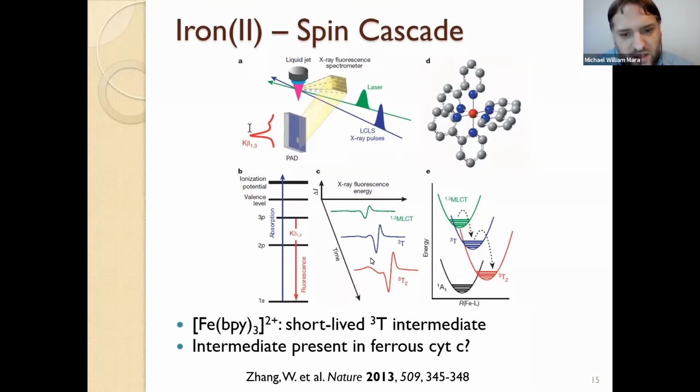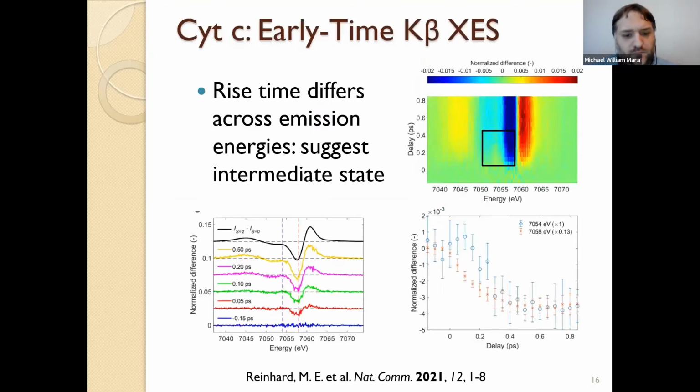Essentially, you see changes right around the mainline peak that grow in on a different time scale than the satellite feature grows in here. So while we've mapped out the long time dynamics of our system, we haven't really commented on the potential intermediate spin state, which could live for maybe 100 or so femtoseconds and then decay out. And so that's what we sought out to do. The analysis of this data, as well as scattering data later, was done by Marco Reinhard.